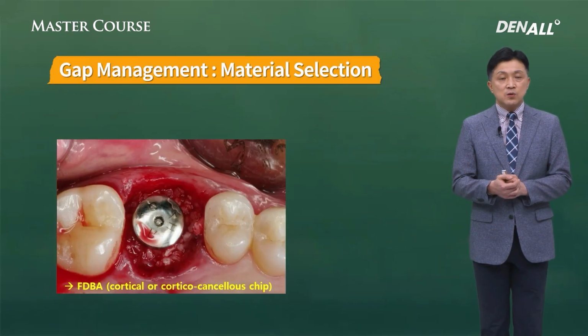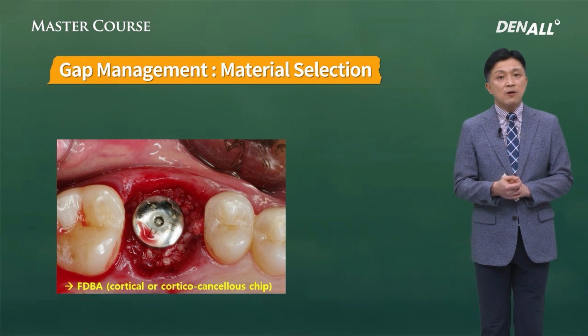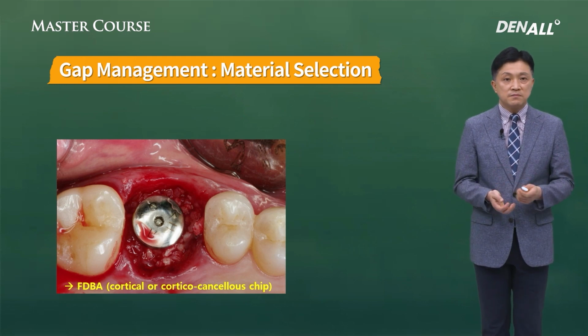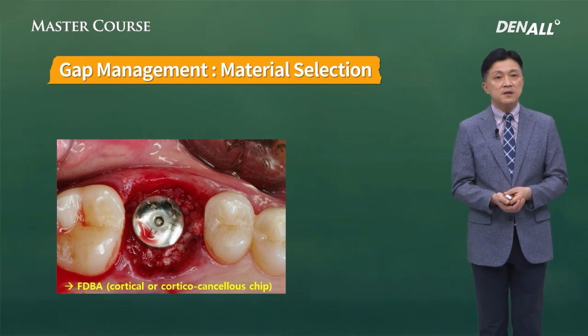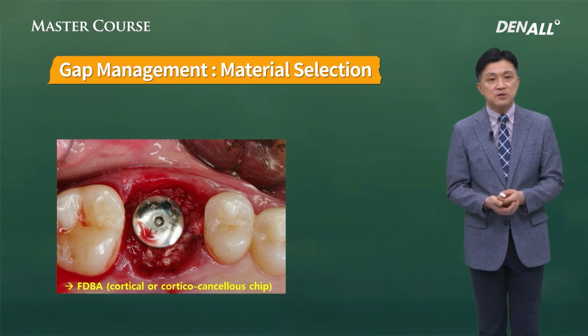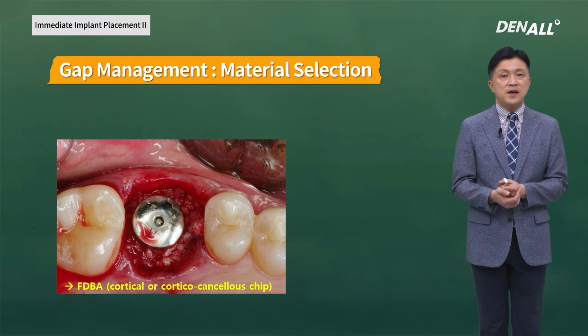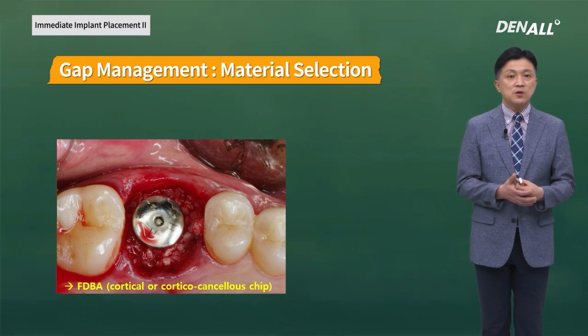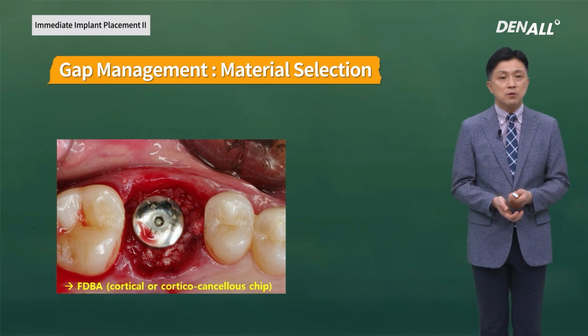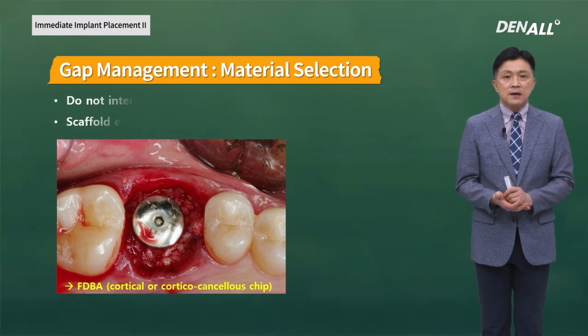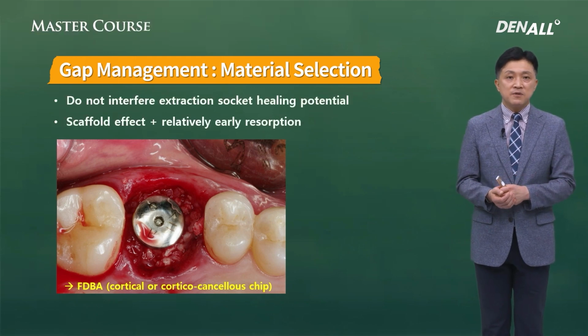When doing gap management, what kind of material should be used in the socket? I use FDBA, allogenic graft. I only use FDBA and I don't use DFDBA. And I use cortical chip or cortical cancellous chip for gap filling.